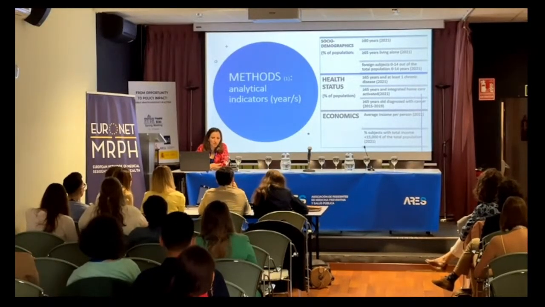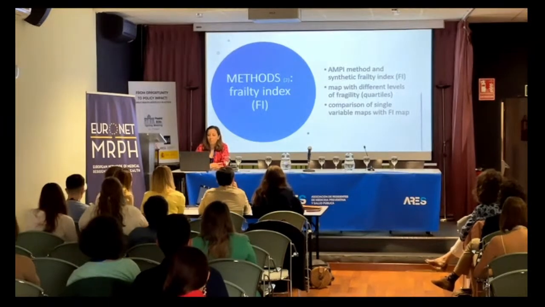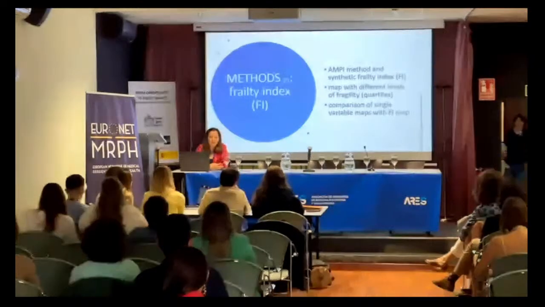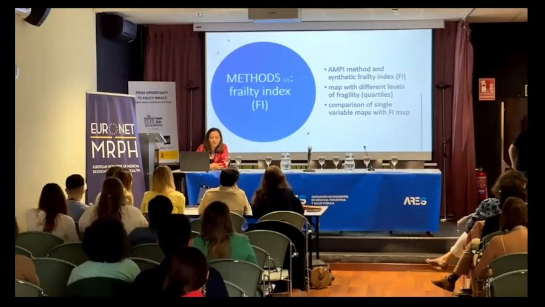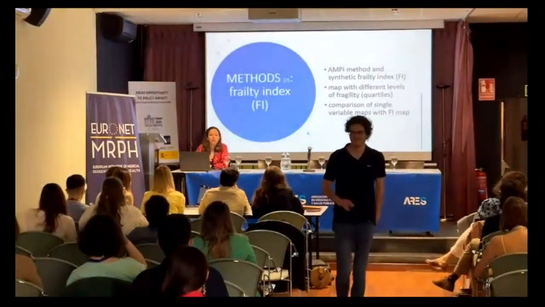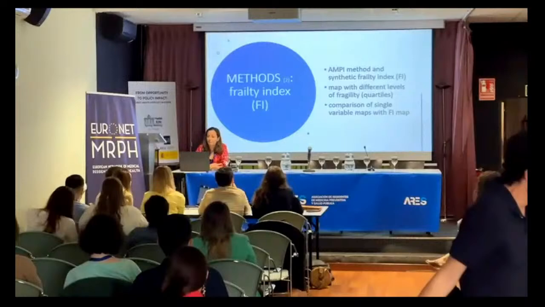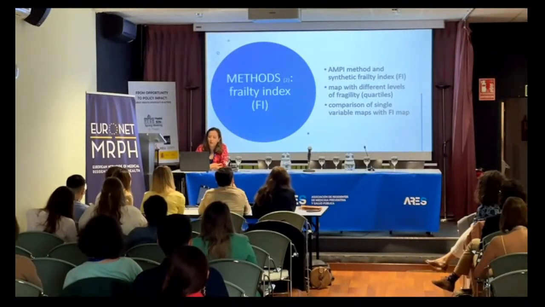And diagnosis of cancer, also integrated home care services. And about economics, it was more in particular the income. The AMPI method is a method that normalized and aggregated these singular factors and attributes a score to the geographical area, so we could have a map with different levels of rating divided into quartiles.